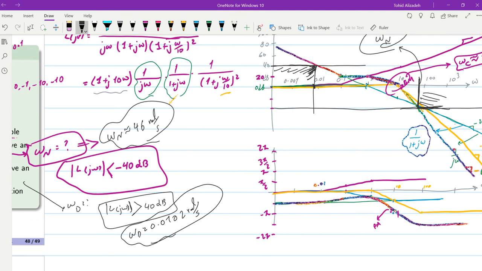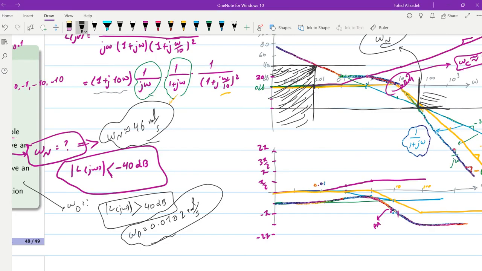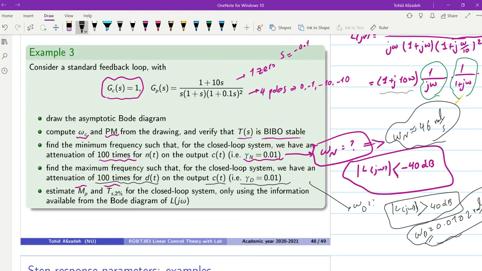So in this way, we have found the frequency. If the disturbance signal has components below this frequency, they will be attenuated by at least 100 times. But if the disturbance has frequency components with a frequency bigger than the value that we have obtained, they will not be attenuated by 100 times, but they will be attenuated by a smaller factor.